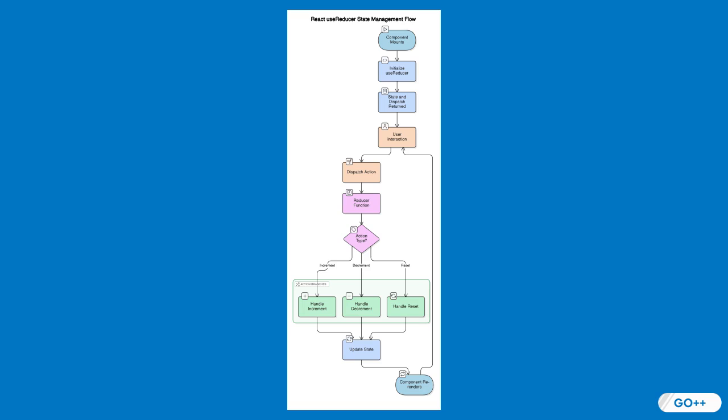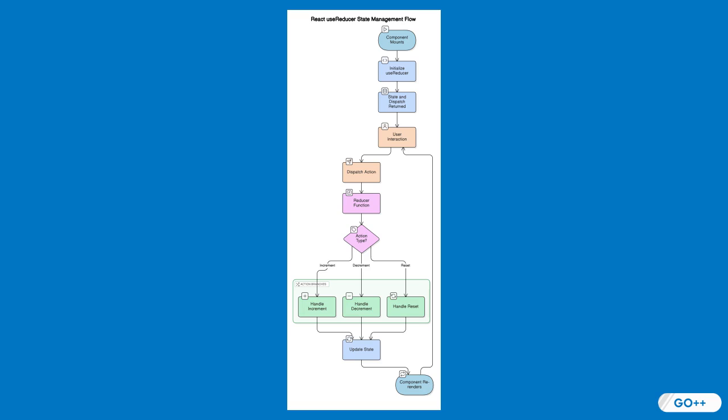State represents the dynamic data of a component, influencing how it renders and behaves. For simple state changes, useState suffices. But when logic becomes complex, useReducer provides a structured approach. It uses a reducer function, which, given the current state and an action, returns a new state. This pattern promotes a clear separation of state logic, making it easier to test and maintain.